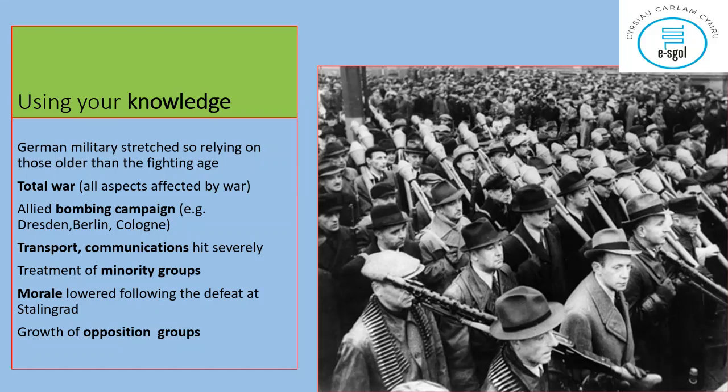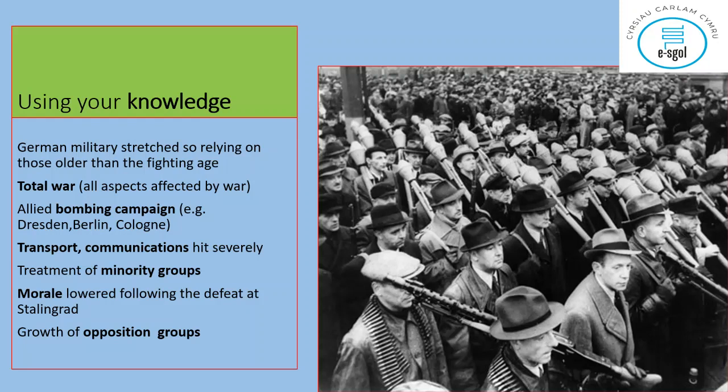You could also discuss other aspects of war, the bombing campaigns like Dresden, Berlin and Cologne. An interesting point, at the end of World War II in Cologne, only 1 in every 8 children were of the right weight, as in the other 7 out of 8 were severely malnourished. Transport communications hit severely. Minority groups treated. Most obvious is the treatment of the Jews in what we call the final solution or the Holocaust.